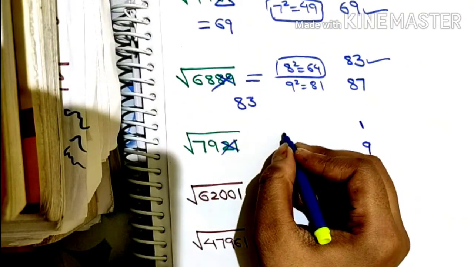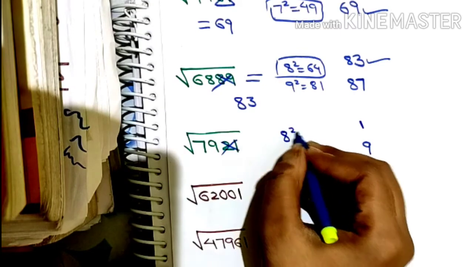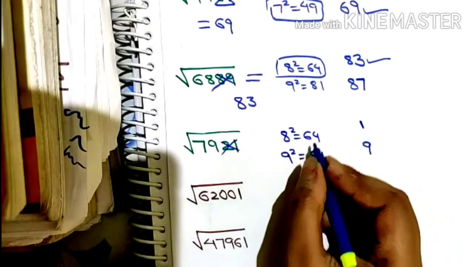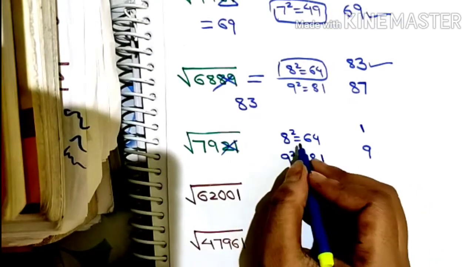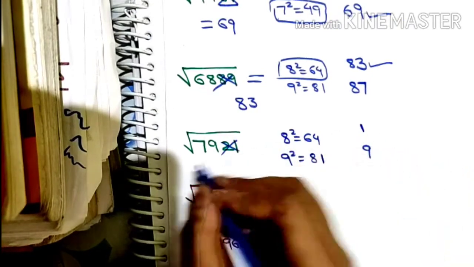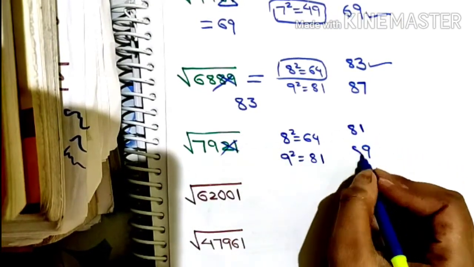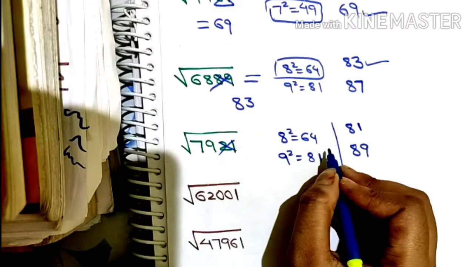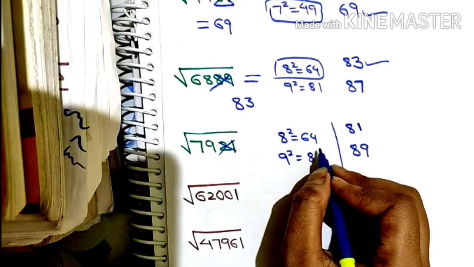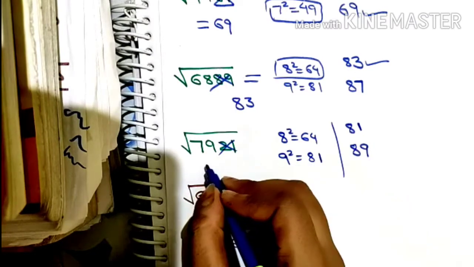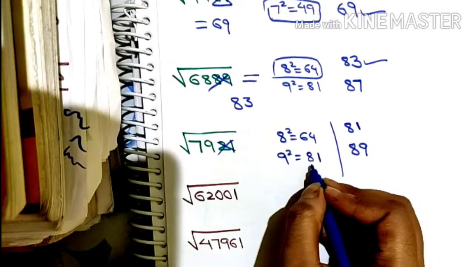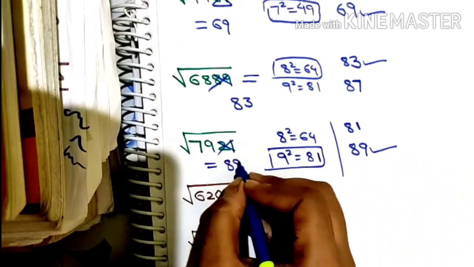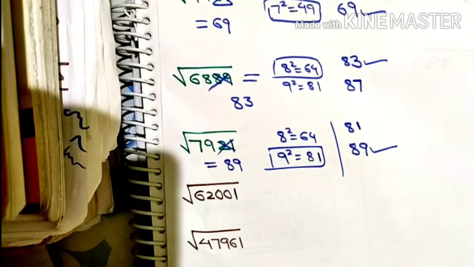So 8 square 64 and 9 square 81. So 79 lies between these two. We choose the smaller value first, that is 8. So the square root of this number must be either 81 or 89. Next we have to see which one 79 is closer to. 79 minus 64 is 15, and 81 minus 79 is 2. So 79 is closer to 81, the bigger value. So we choose the answer 89. So 89 is the square root of this number. Easy.